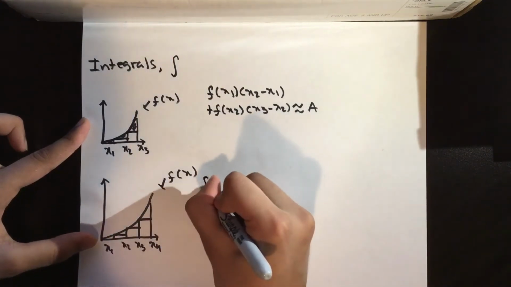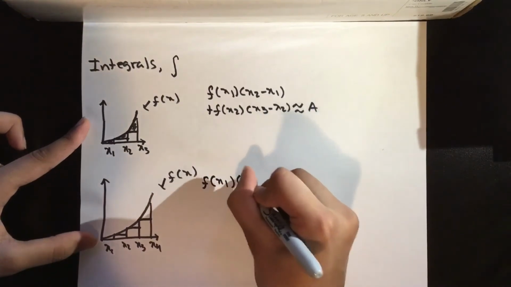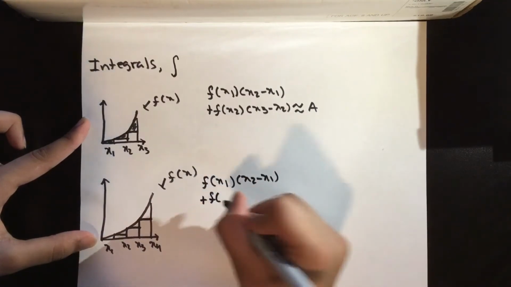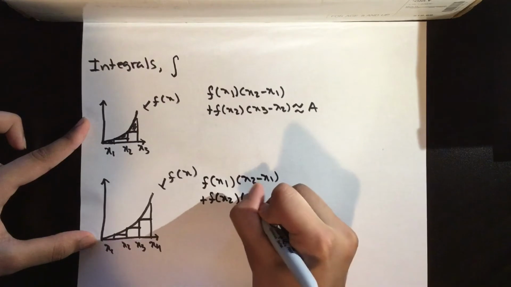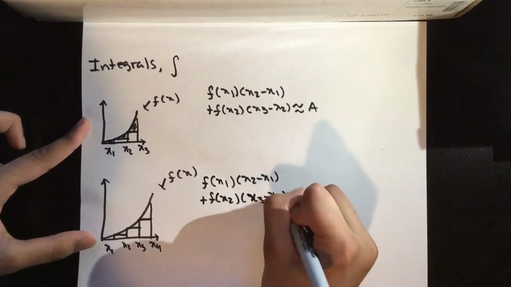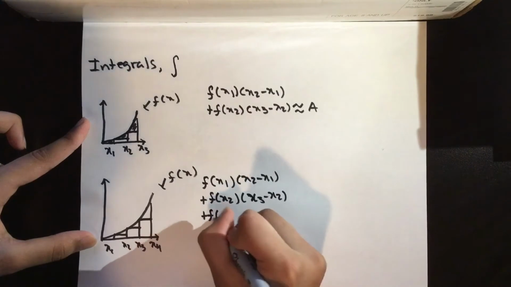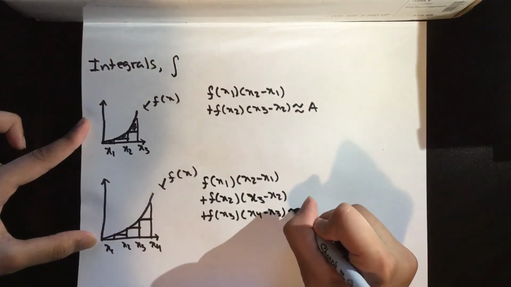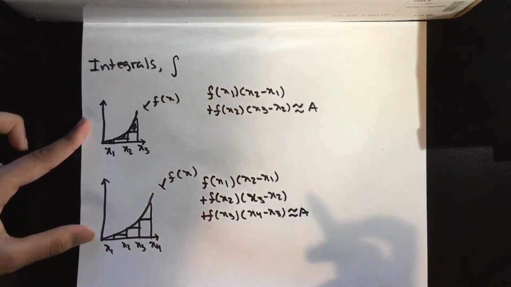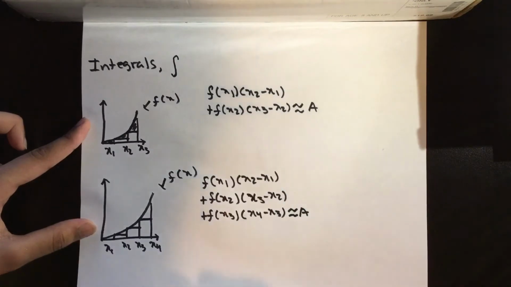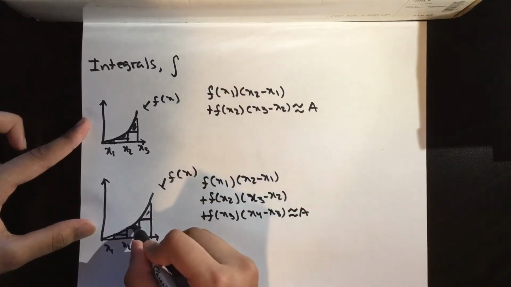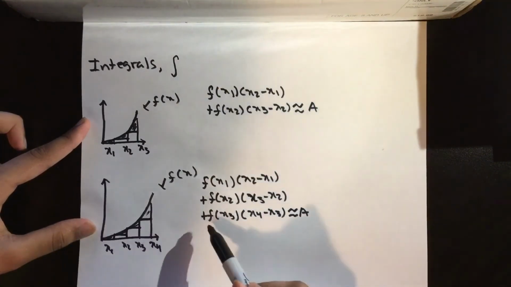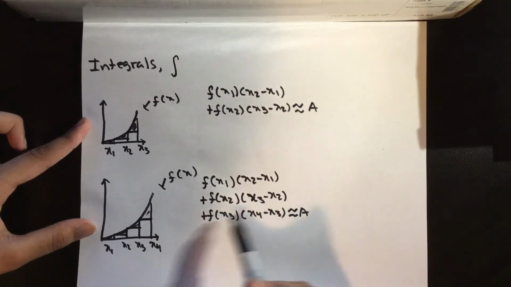So this would just be f(x1) times (x2 minus x1), plus f(x2) times (x3 minus x2), plus f(x3) times (x4 minus x3). This also approximates the area, but it approximates it much better than the approximation we had here. Less of the space is not accounted for, because now we're accounting for this extra rectangle's area.